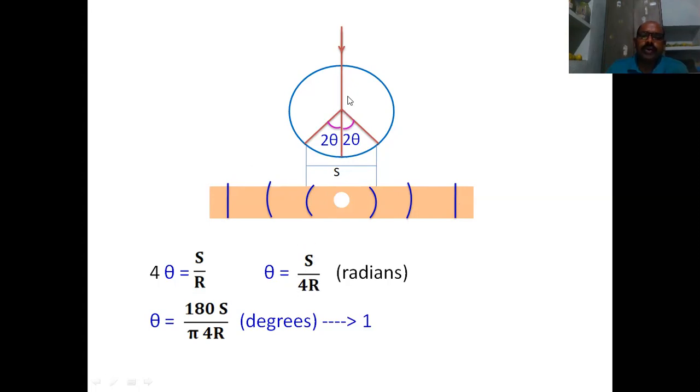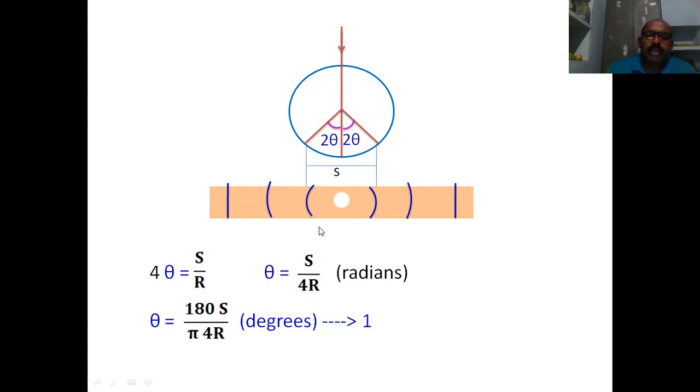R is the radius of the camera, which is also known to us. By substituting the S value measured from the photographic film and R, the radius of the camera, we get theta in radians. If we want theta in degrees, we multiply it by 180 by pi.